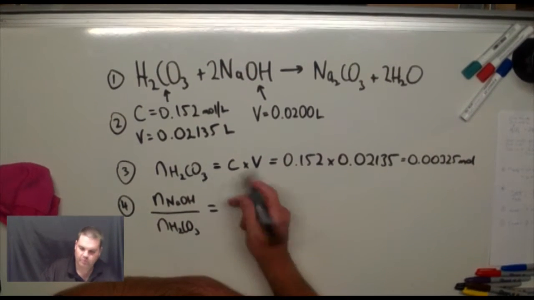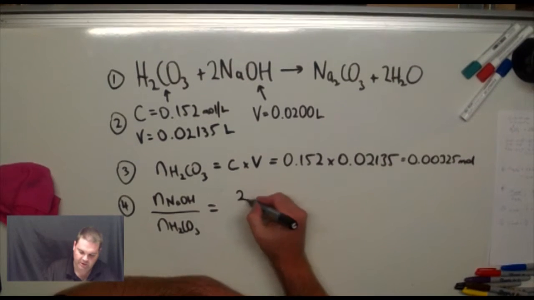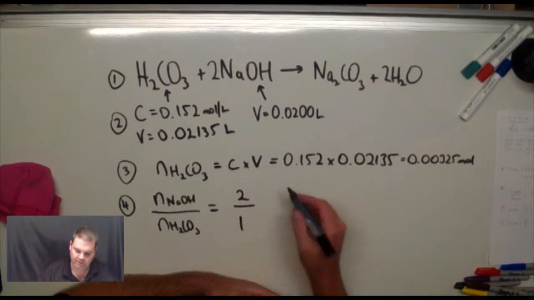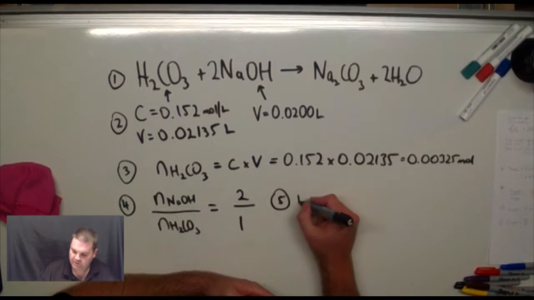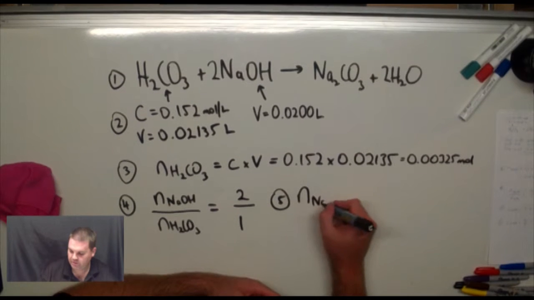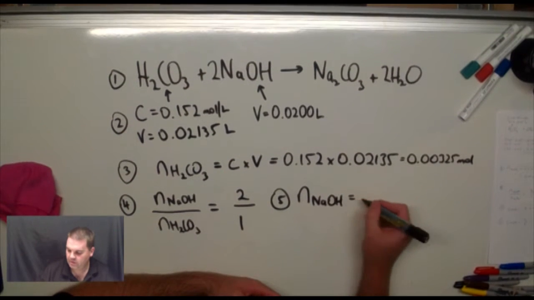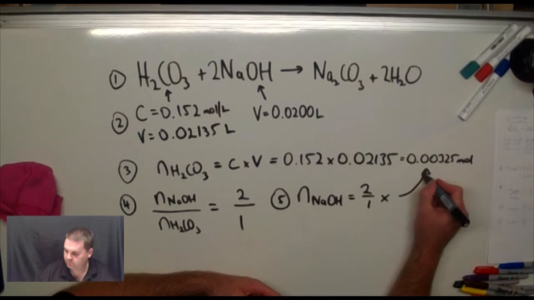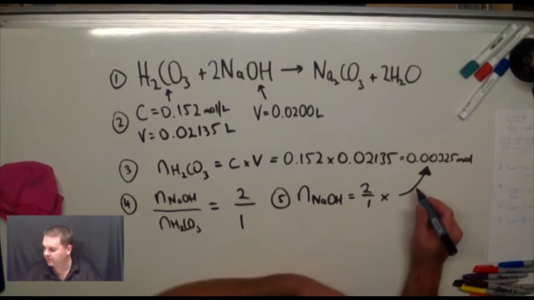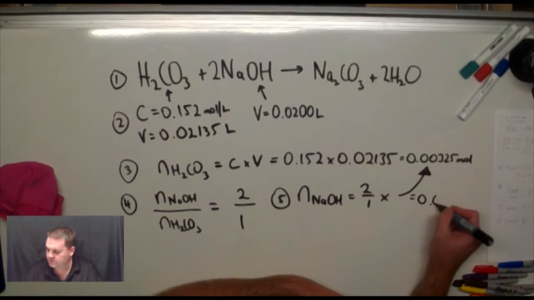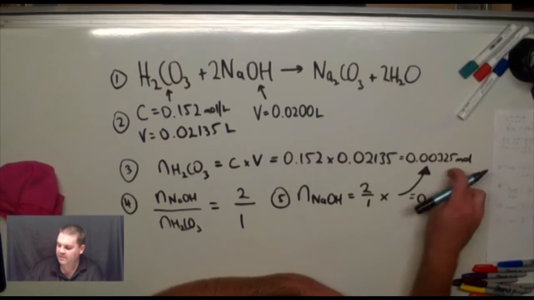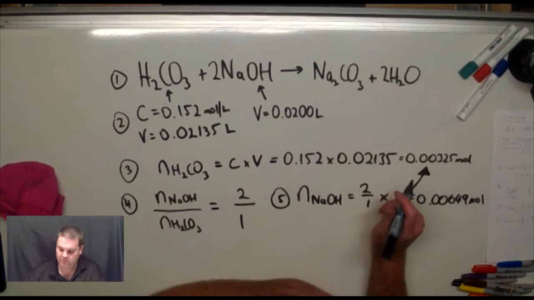So getting this from the equation at the top, 2 in front of the NaOH, 1 in front of the carbonic acid. Okay, so our mole ratio is 2/1. So in step 5, the number of moles of our sodium hydroxide, our unknown, is 2/1 times this value right here. And that actually gives us a value of 0.00649 moles. These values aren't too important. We leave them on our calculator so we can use them later.